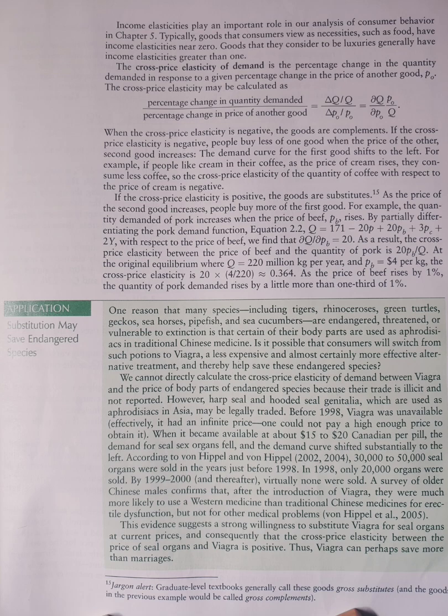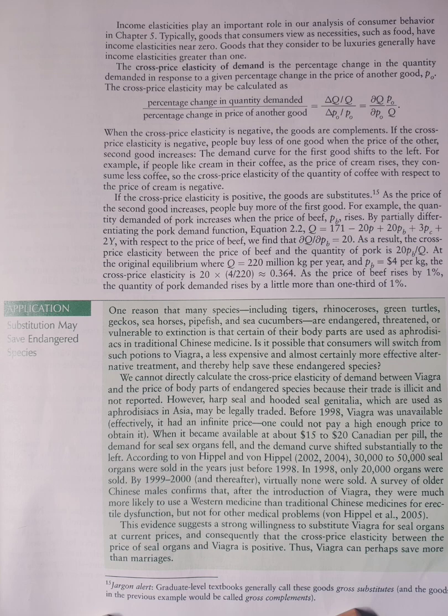If the cross price elasticity is positive, the goods are substitutes. Jargon alert: graduate level textbooks generally call these goods gross substitutes, and the goods in previous examples would be called gross complements. As the price of the second good increases, people buy more of the first good. For example, the quantity demanded of pork increases when the price of beef, P sub B, rises.